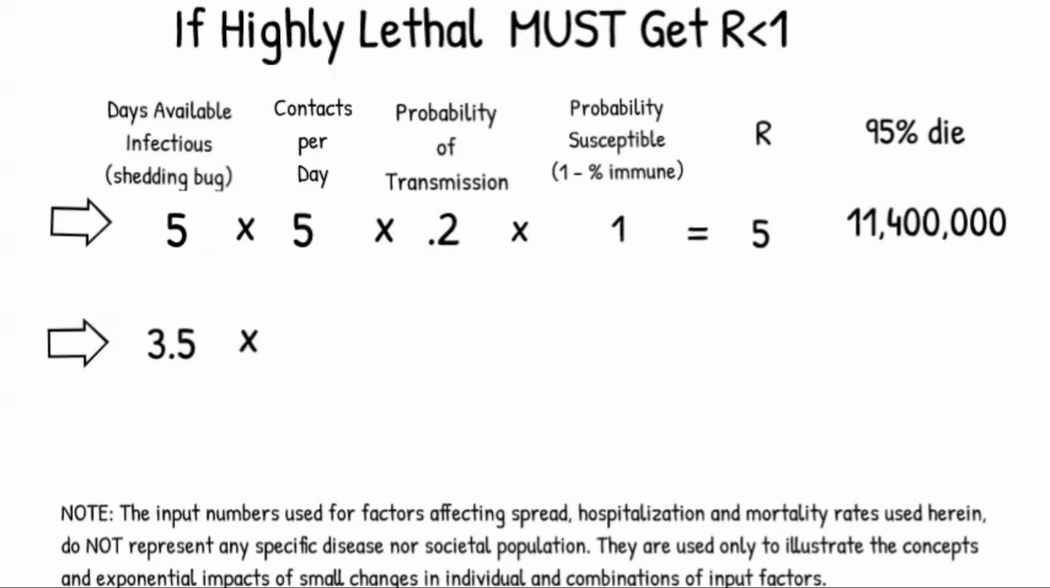you might get the average number of days that people, while shedding, are available to have contacts down to 3.5 days. And then say you really shut down the economy and really just have essential people working and cut down on movements in general. So you get the number of contacts per day down to 3.5. People really practice social distancing, washing their hands, and disinfecting and all that stuff. So they get the probability of transmission down to 0.1.